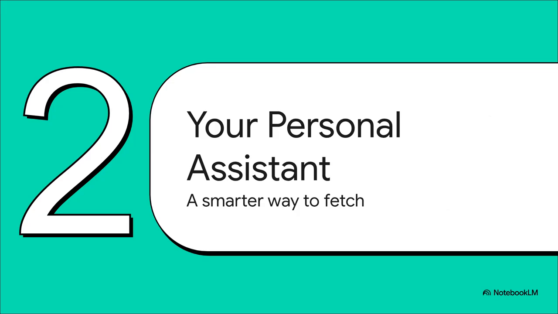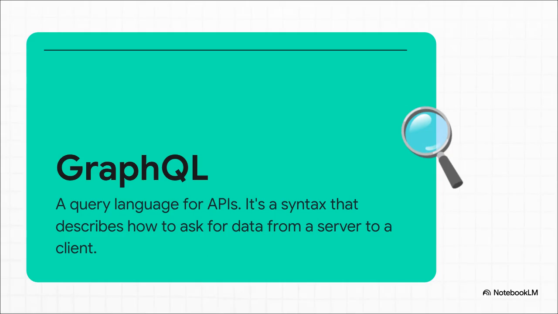But what if you could skip all that running around? What if you could just hand a single, detailed list to a personal assistant who goes out and does everything for you in one trip? Well, that in a nutshell is the incredibly powerful idea behind GraphQL. So, what is it, officially? GraphQL is a query language for your APIs. Think of it like a special syntax, a very specific way of talking to a server that lets you describe precisely what data you want. So instead of making all those different trips, you just hand over one detailed list, and your personal assistant, the GraphQL server, handles the rest.